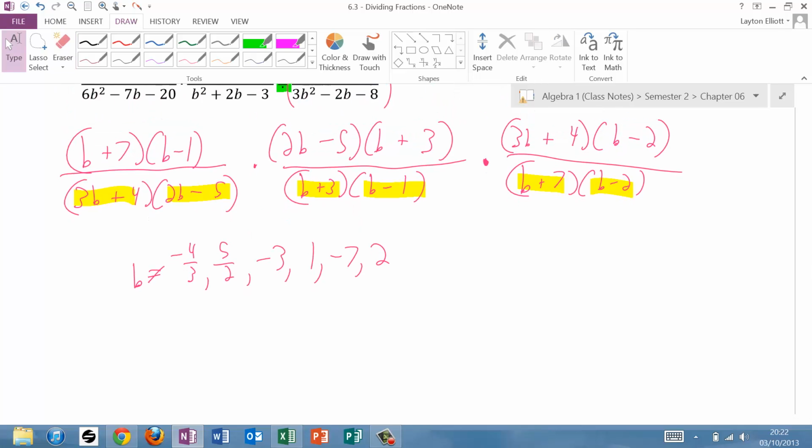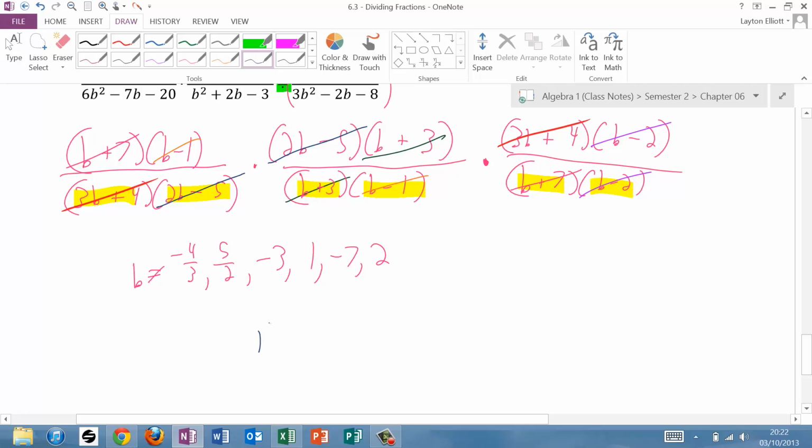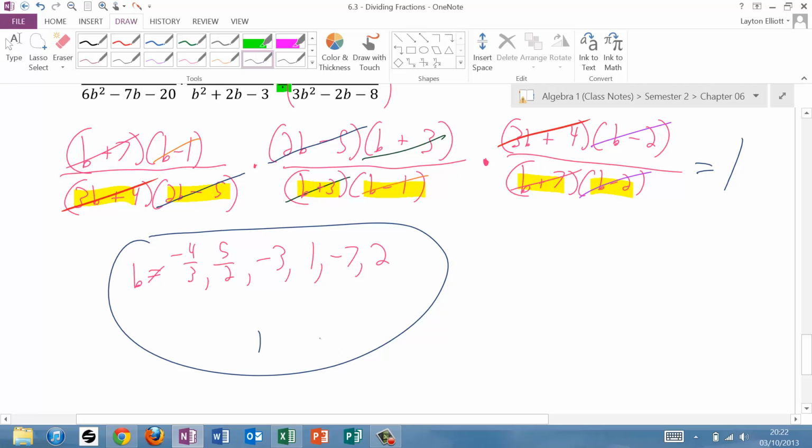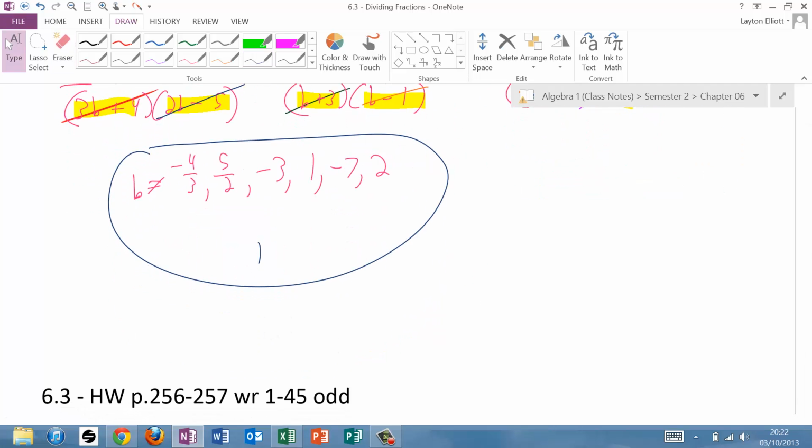Then we're going to cancel. The b plus 7s go, the b minus 1s go, the 2b minus 5s go, the b plus 3s go. Let's see, the 3b plus 4s go, and the b minus 2s go. Don't put 0 when you divide something by itself. You get the number 1. So our canceled version is just the number 1, and all of this stuff. Again, this equals 1. So this would be our final answer, 1, where b cannot equal all that stuff.